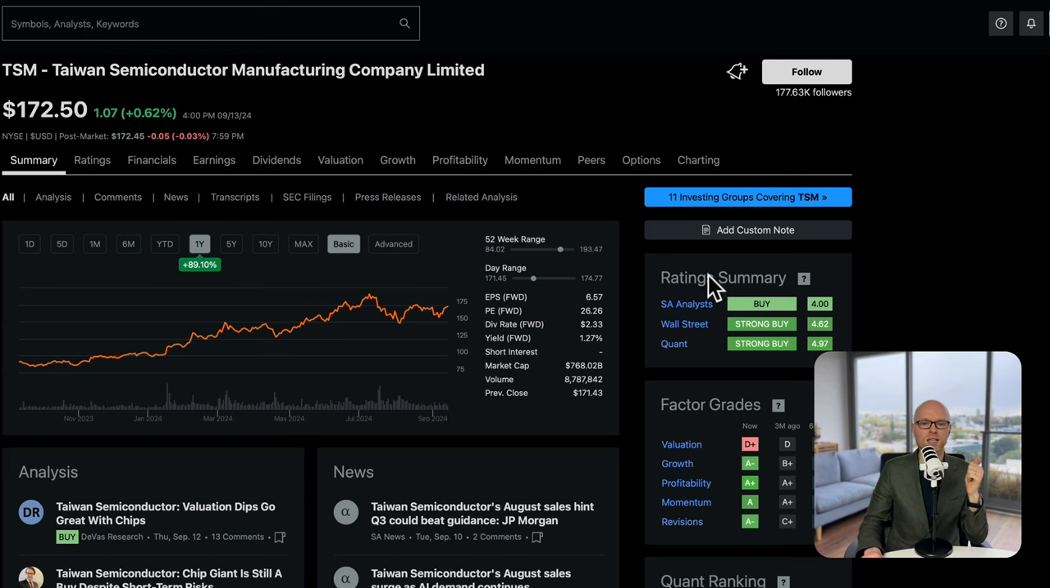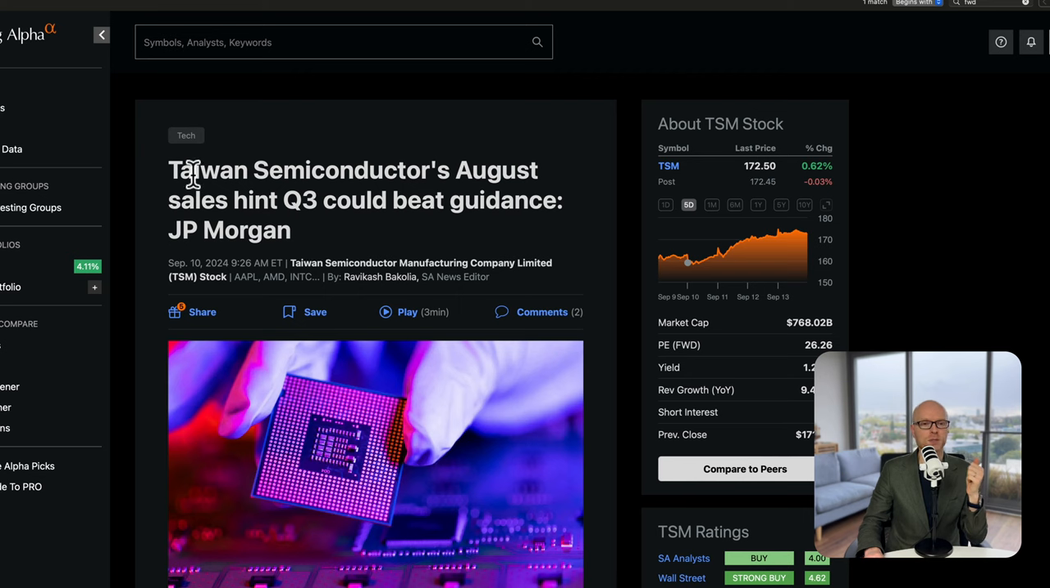Seeking Alpha website is a bit more optimistic on TSM than Nvidia. As you can see, Seeking Alpha analysts say it is a buy, Wall Street says it is a strong buy, and Quant Rating believes it is a strong buy as well. I'll quickly show you that TSM enjoyed good August sales, and that's just another indicator for you that maybe you should be bullish on this company.